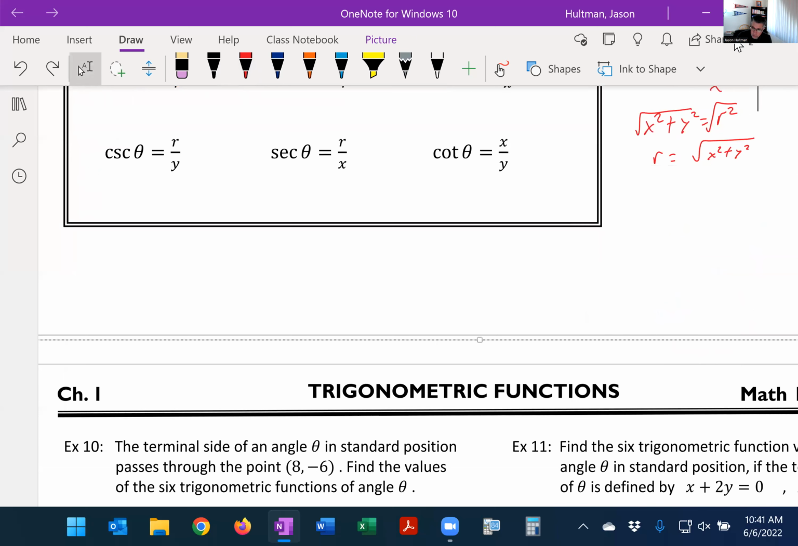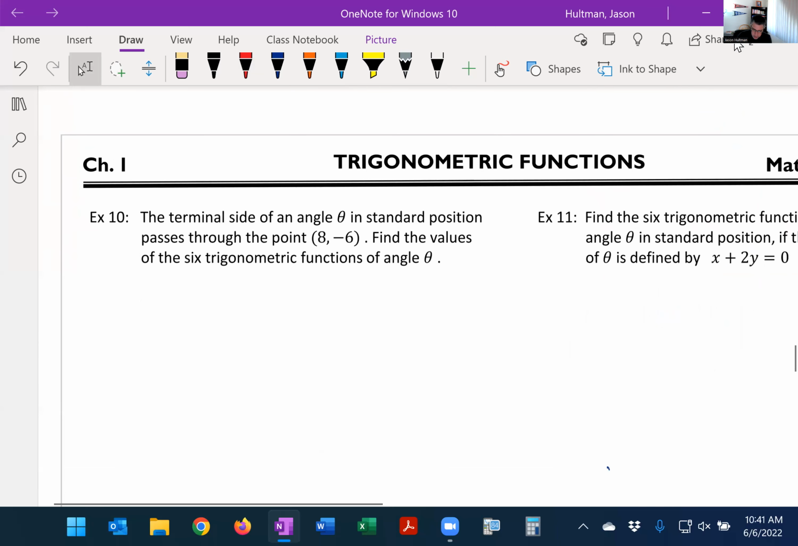Okay, so let's use our newfound knowledge to do an example here. Example 10, the terminal side of an angle in standard position passes through (8, -6). Find the values of the 6 trig functions. The first thing we need to find out is what's r. What's the radius here? If we look at this, this is going to be 8 and -6, and so the angle that we're looking at is this angle here.